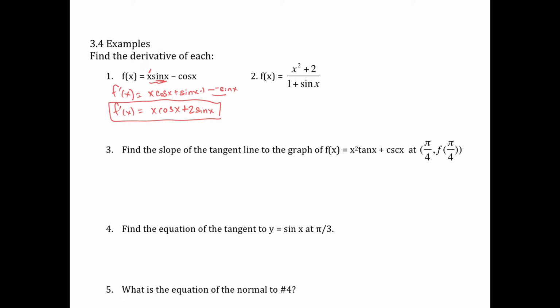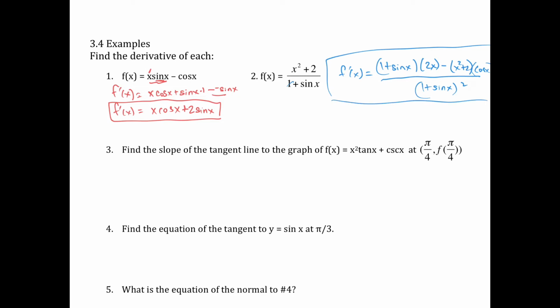All right, moving on to the second one over here. We're going to need the quotient rule. So f prime of x equals the bottom times the derivative of the top, which will be just 2x, minus the top, which is x squared plus 2, times derivative of the bottom. Derivative of the bottom, this part goes away, right? And then you end up with derivative of sine x, which is cosine x, all over this bottom, which is 1 plus the sine x squared. And I'm going to tell you to go ahead and leave it like this because nothing will reduce out. So if you try to FOIL it out, not much is going to happen.